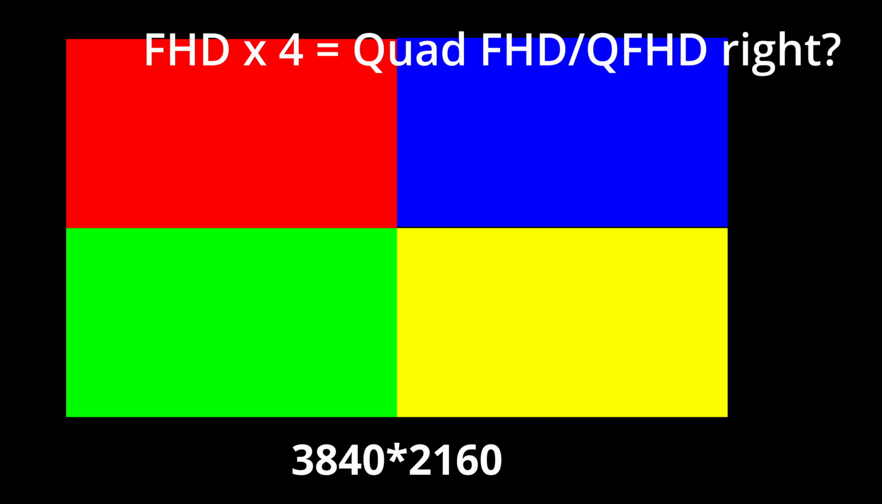But what about full HD? It's 1920 by 1080. If you quad it like you do with HD to get QHD, then you get 3840 by 2160. So logically, it should be quad full HD, right? But it's not. It's UHD.